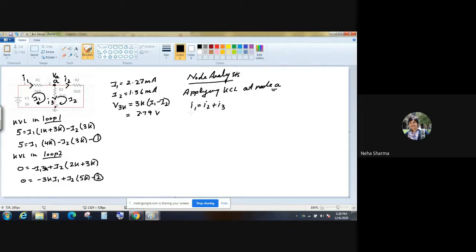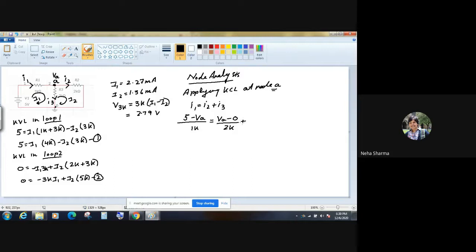Now, when I want to write an equation for i1, it can be written as V, which is nothing but 5 in our case, minus VA divided by R1, which is nothing but 1K. This is equal to i2. i2 will be given by VA minus 0 divided by 2K.